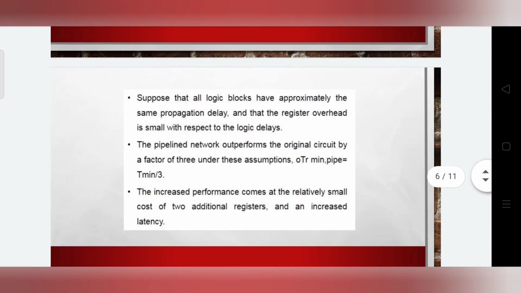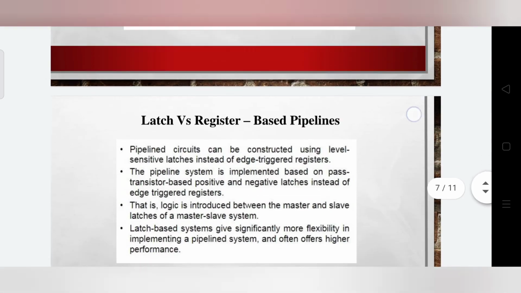Suppose that all logic blocks have approximately the same propagation delay and that the register overhead is small with respect to the logic delays. The increased performance comes at the relatively small cost of two additional registers and increased latency. The pipelined network outperforms the original circuit by a factor of 3 under these assumptions: T_min,pipeline is equal to T_min divided by 3.